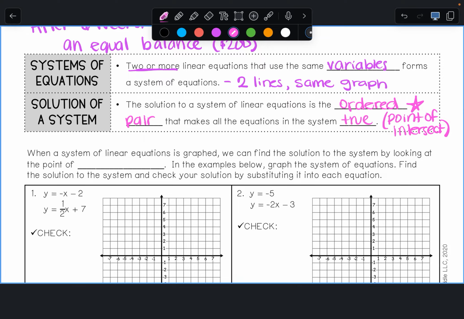Ready? What is the slope of the next one? 1/2. So that is up 1, right 2. What's the y-intercept? Yeah. 7. I can go up to the right one time, but I run out of space, so that means I have to go down to the left.